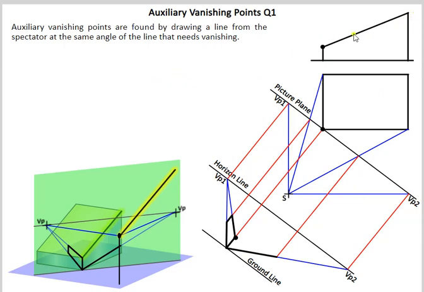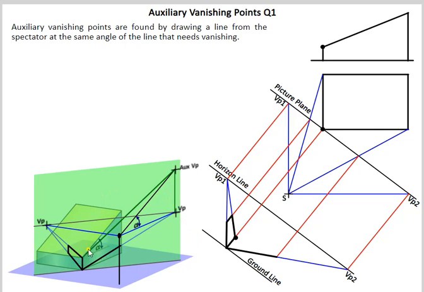So in this case here, we'll say the angle at which it's going up at. So in the 3D view, this is showing the angle at which an auxiliary vanishing point is created. So it's directly above a vanishing point. All auxiliary vanishing points have to be directly above a vanishing point. Now what we're looking at here is, it's as if this line here, where would it eventually vanish back to? And this point here would vanish back to the same point, and that's when we're seeing it on the picture plane.